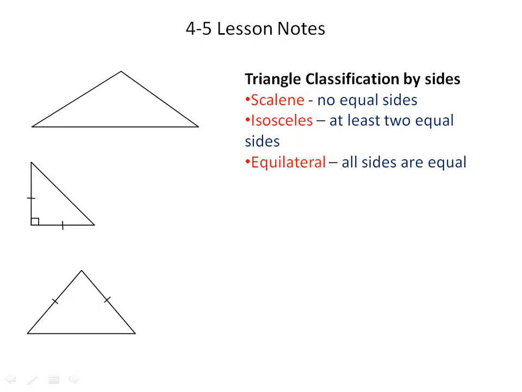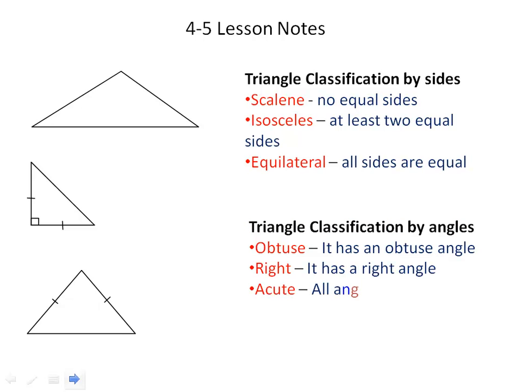Classification by sides is one of the things that we do with triangles. The other is classification by angles in the triangle. An obtuse triangle is one that has an obtuse angle. A right triangle has a right angle. In an acute triangle, all three angles are acute.